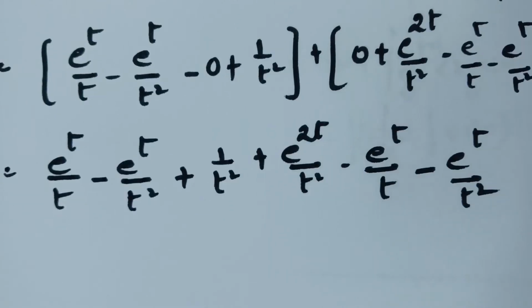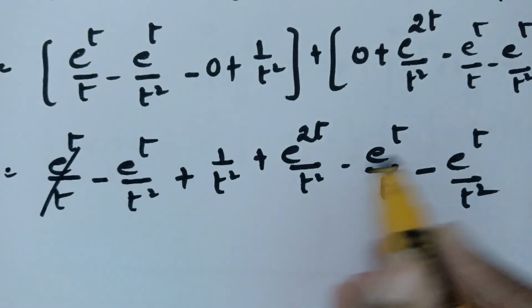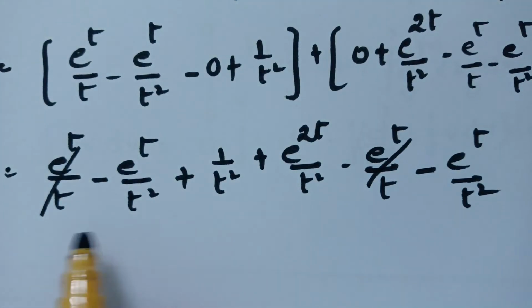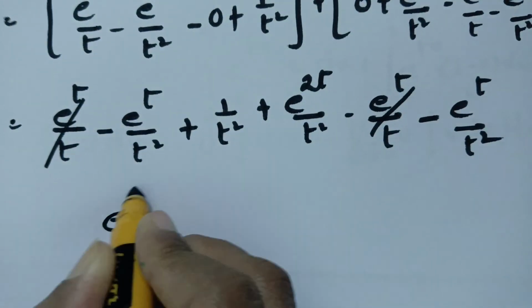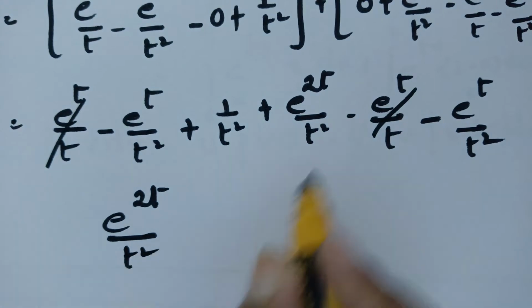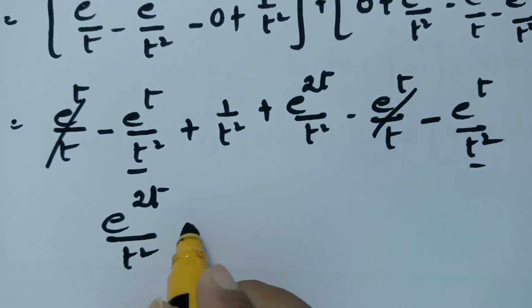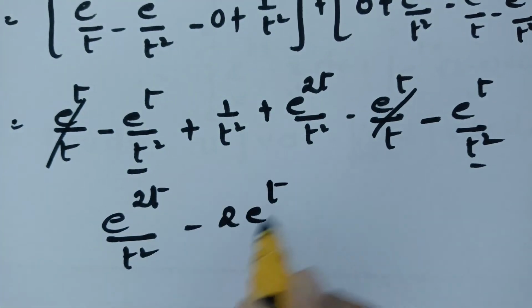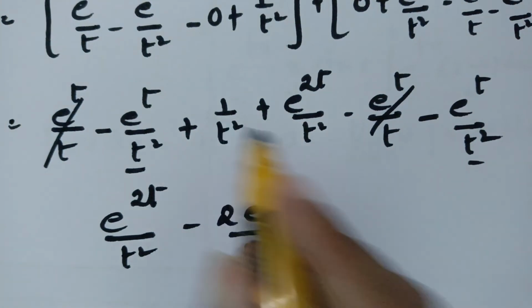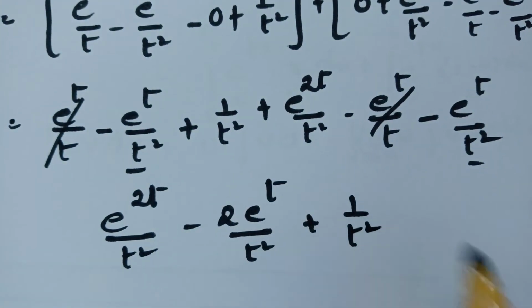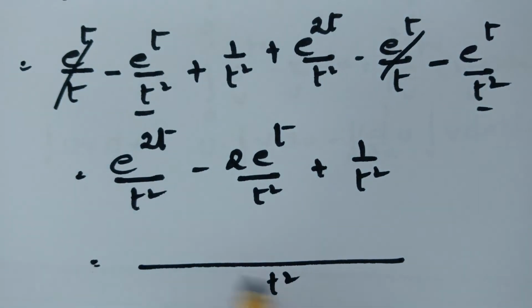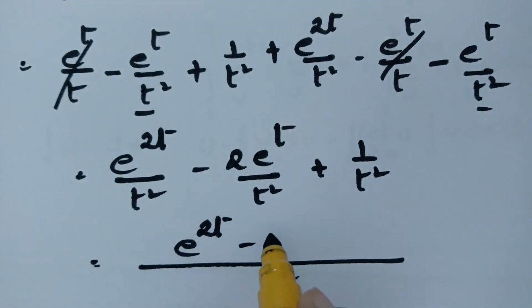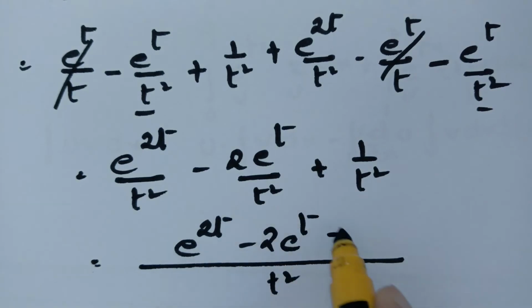Here we can easily cancel e power t by t, plus and minus. What remains is e power 2t by t square, and minus and minus, this will be 2 times e power t by t square, and here 1 by t square. If I take t square as LCM, this will be e power 2t minus 2 into e power t plus 1.